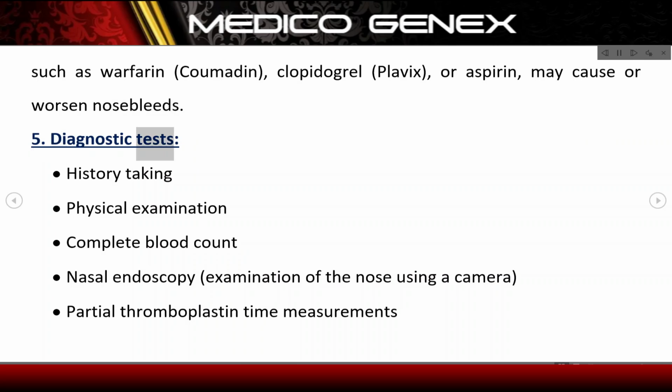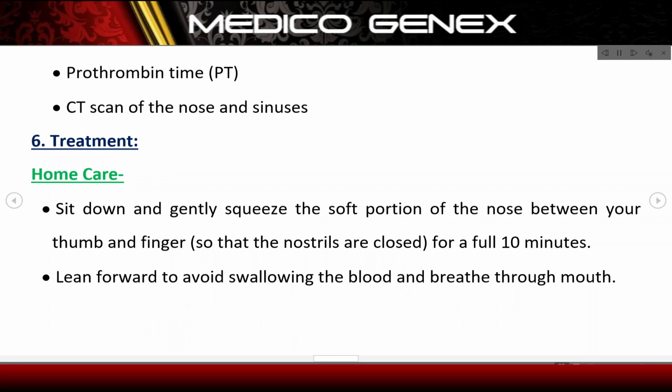5. Diagnostic tests. History taking. Physical examination. Complete blood count. Nasal endoscopy, examination of the nose using a camera. Partial thromboplastin time measurements. Prothrombin time, PT. CT scan of the nose and sinuses.